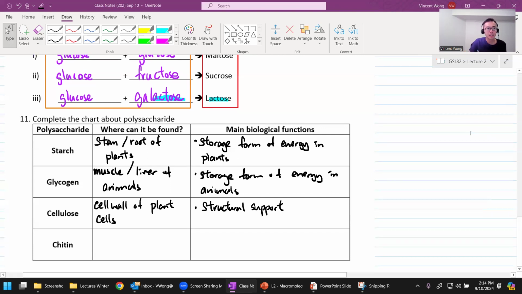Chitin, you will find chitin in the exoskeleton of insects and crustaceans. Crustaceans are like crabs and lobster and whatnot, right? I think that's how you spell crustacean, sorry. The main biological function is, again, structural support.